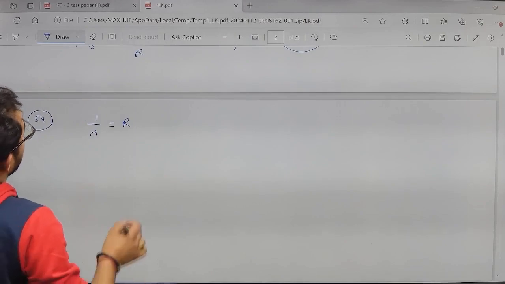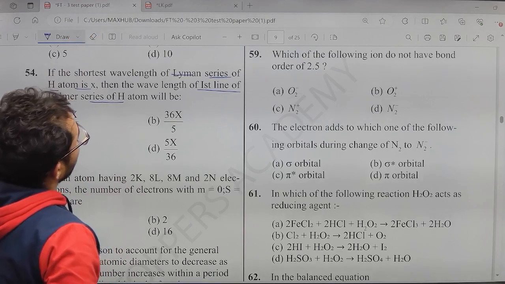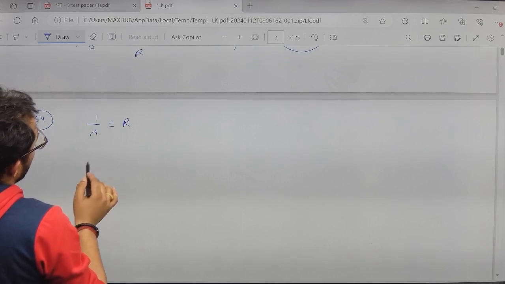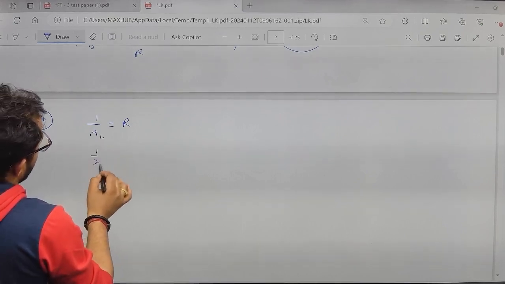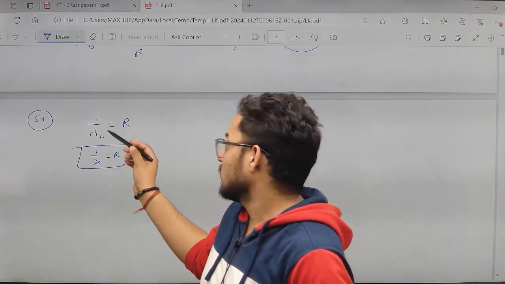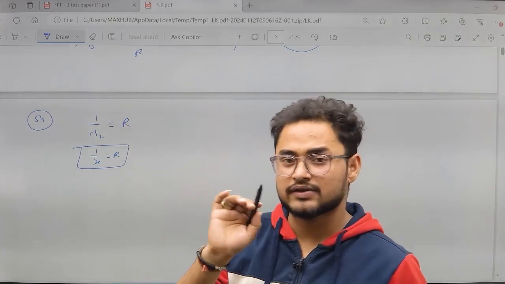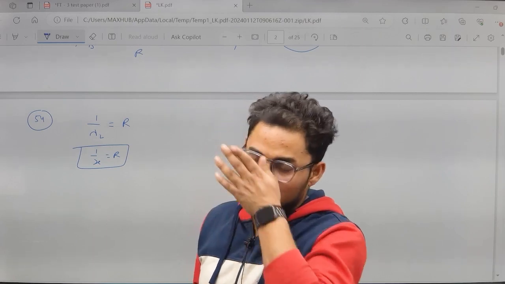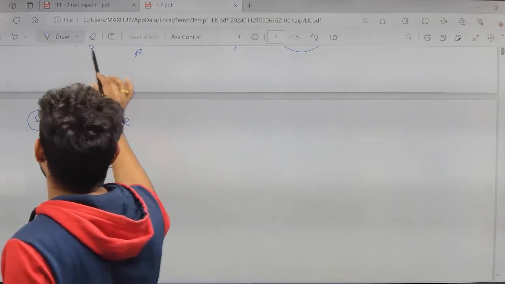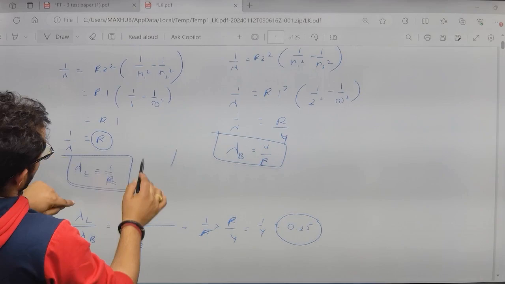And he is saying that the shortest wavelength of Lyman series of a hydrogen atom is X. That means he is providing the value of lambda. So it is X. So 1 upon X is equal to R. That means he wants to say that the value of Rydberg constant is 1 upon X. How have I solved it? 1 upon lambda is equal to Rz square, 1 upon n1 square minus 1 upon n2 square. N1 you put 1, n2 you put infinity. So you will get 1 upon lambda is equal to R. Because I have solved it here, I am not going to solve it again.